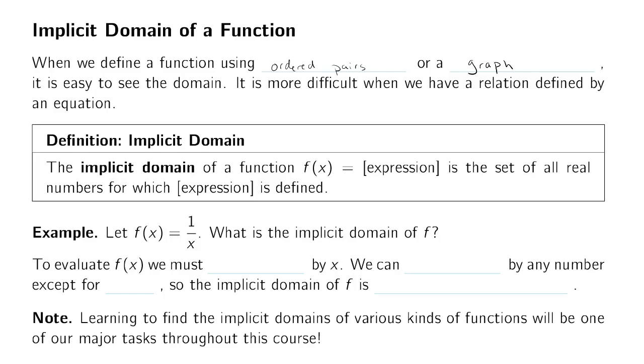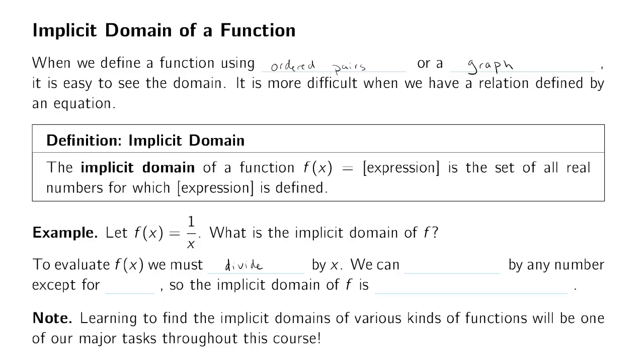First, we can think about the implicit domain of a function. The implicit domain of a function is the set of all real numbers for which whatever expression we have for the function is defined. So for example, if we have f of x equals 1 over x, we see that in order to evaluate f of x, we have to divide by x. Right? f of x is defined to be 1 divided by x. Whatever number x is, 1 divided by it gives us our y value.